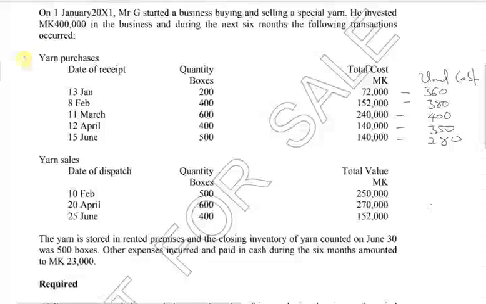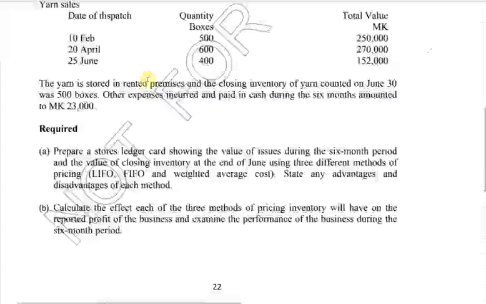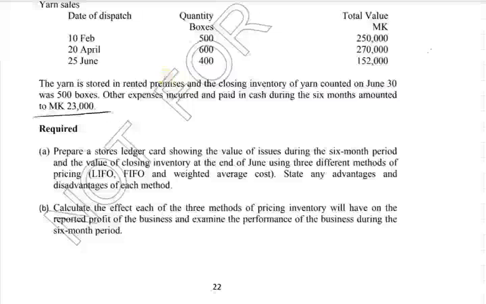So the example reads as follows. On 1 January 2021, Mr. G started a business, buying and selling a special yarn. He invested 400,000 in the business, and during the next 6 months, the following transactions occurred. The yarn is stored in a rented premise, and closing inventory of the yarn counted on June 30 was 500 boxes. Other expenses incurred and paid in cash during the 6 months amounted to 23,000.